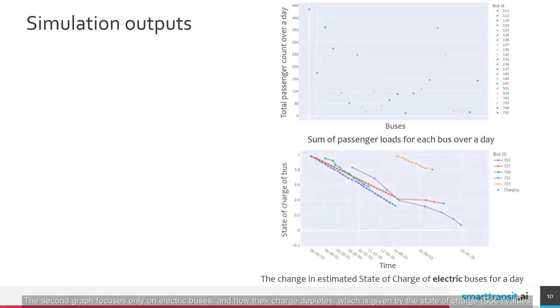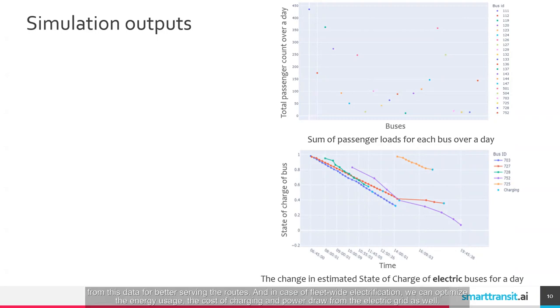The second graph focuses only on electric buses and how their charge depletes, which is given by the state of charge values, and when it would also have been good to charge them, which is indicated by the blue dots. We can predict and optimize bus charging times during the hours of operation from this data for better serving the routes. And in case of fleet-wide electrification, we can optimize the energy usage, the cost of charging, and power draw from the electric grid as well.